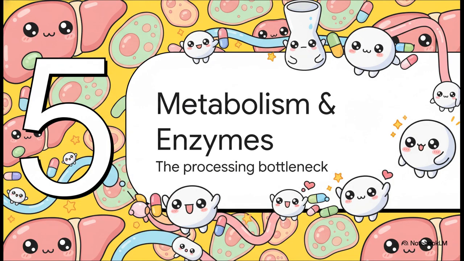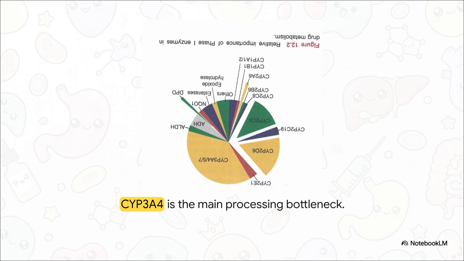And that brings us to Section 5, Metabolism and Enzymes. Where do these shipping breakdowns actually happen? They mostly happen in the metabolism phase. When analyzing the enzymes responsible for phase 1 metabolism, there's one massive standout, CYP3A4. That single enzyme handles the vast majority of drug metabolism in the human body.